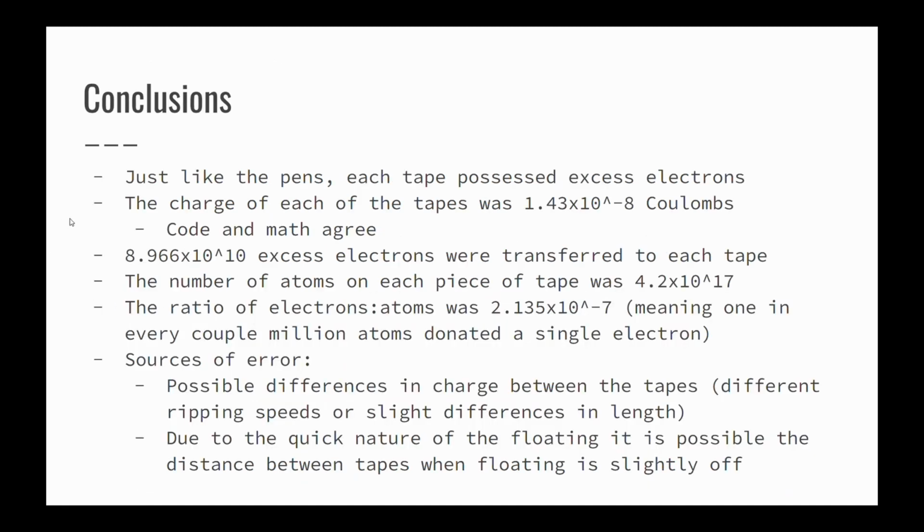As we look through our conclusions, we see that, just like the pens, each tape possessed extra electrons. The charge of each tape was 1.43 times 10 to the negative 8 coulombs, which is agreed on by the code and the math, and 8.966 times 10 to the 10th electrons were transferred to each tape. Because of the large number of atoms, 4.2 times 10 to the 17th, the ratio of electrons to atoms was this extremely small number.